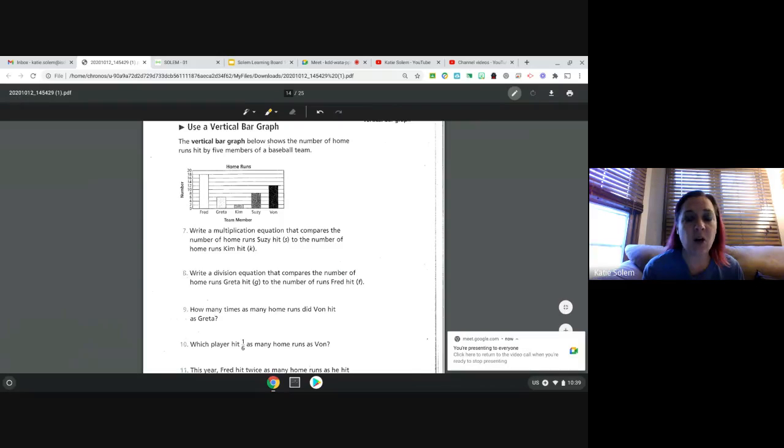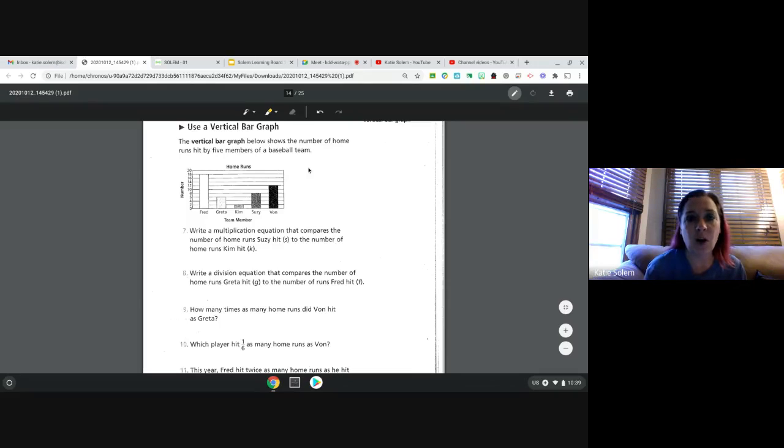Bar graphs are another way to show information in a chart. There can be two different types of bar graphs. They can be vertical, where the lines go straight up and down, or they can be horizontal, where the lines go across. We'll practice both of those today. We will do a few pages together, and then you're going to have some independent work to do. So let's start.